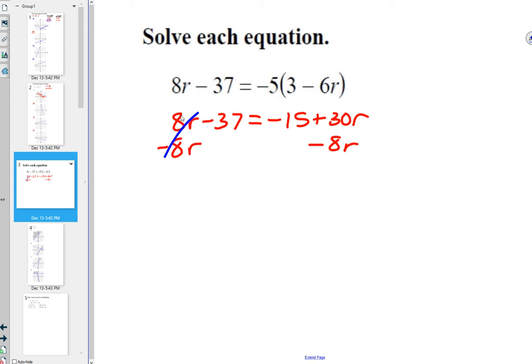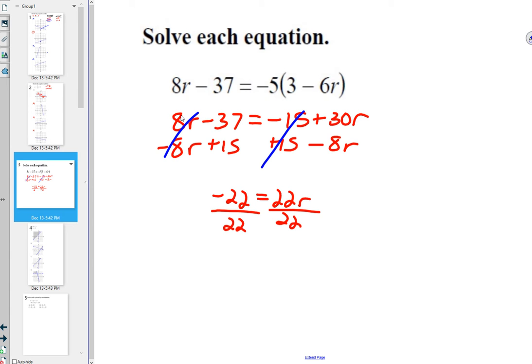Very good, Kira. So that's negative 22 is equal to 22r divided by 22. Negative 1 is equal to r. What would you have typed into the Google Form? Negative 1. If you're still planning on doing the homework for this week that's on the Google Form, same thing. Just put the negative 1.